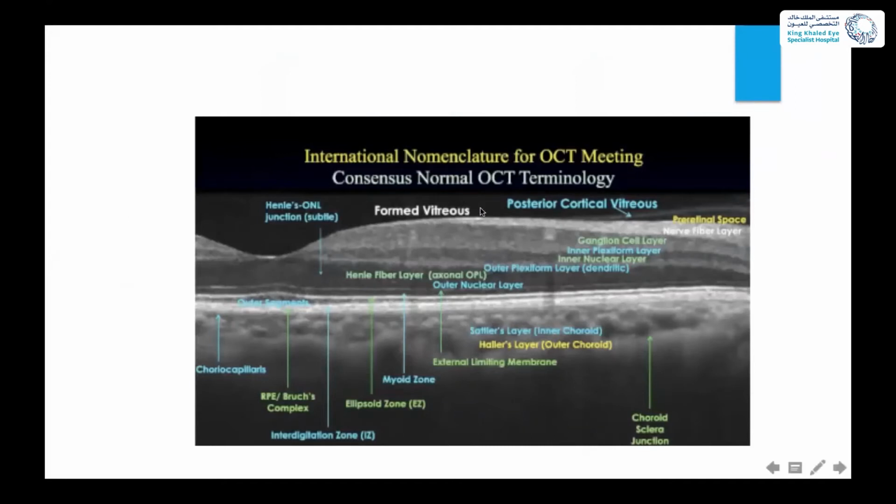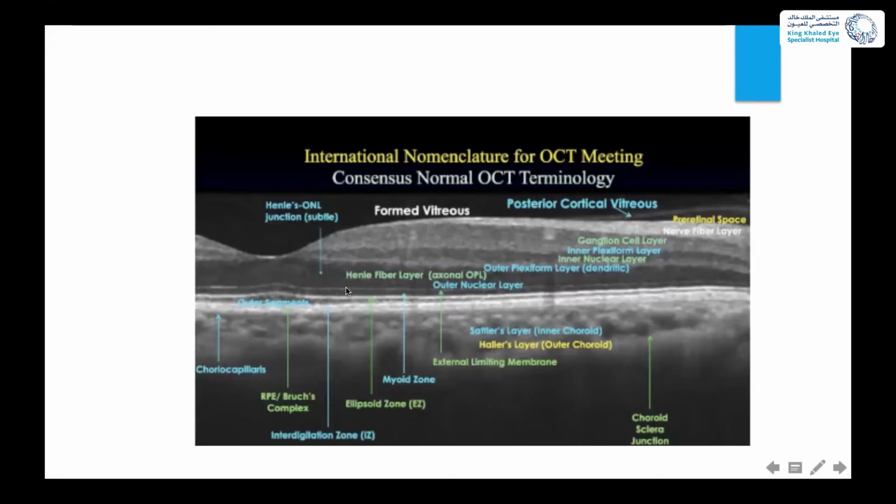Just a reminder, as you can see, this is the posterior cortical vitreous. And the first layer is the nerve fiber layer. Then we have the ganglion cell layer, which is hyperreflective here. Then the inner plexiform layer. Then the inner nuclear layer, which together represent the inner retina. Then we have the outer plexiform layer, this hyperreflective layer here. Then we have the outer nuclear layer.